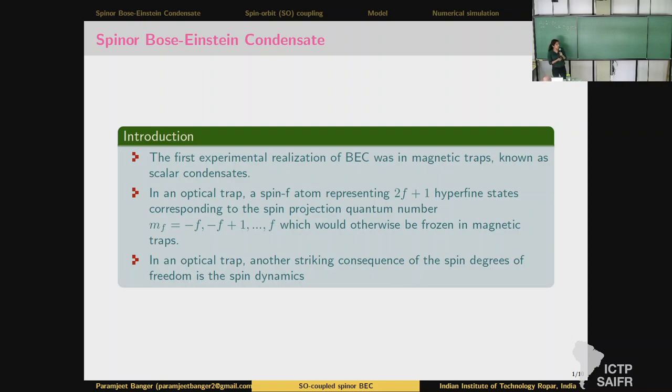In an optical trap, a spin F atom has 2F plus 1 hyperfine states, corresponding to the spin projection quantum number MF going from minus F to F, which would otherwise be frozen in a magnetic trap. Basically, in a magnetic trap, only one spin component of the atom can be trapped in the BEC. But in an optical trap, let's say for spin 1, there are 3 hyperfine states, plus 1, minus 1, and 0. They can all be trapped at the same time. Another striking consequence of the spin degree of freedom is spin dynamics, because there are multiple spin components in the system, so they can interact and exchange their spin.